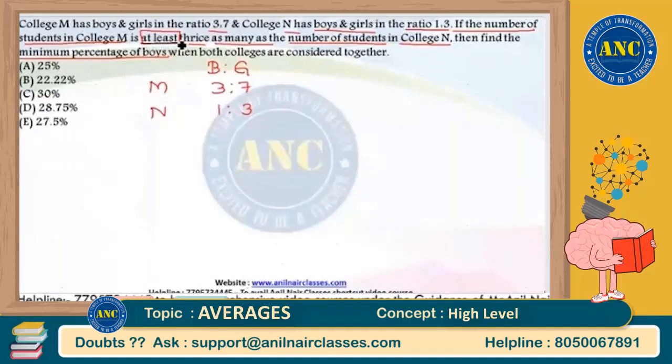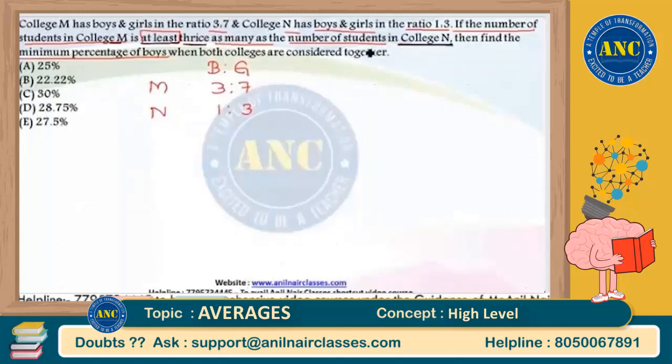At least 3 times means, suppose for example, if college N has 100 students, then college M should have a minimum of 3 times 100. Minimum number of students in college M should be 300. It can be more than 300 also, but it should definitely not be less than 300. Suppose college N has 30 students, college M will have a minimum of 3 times 30, so minimum 90 students should be there in college M. That is the meaning of it. I believe the idea of at least 3 times is very clear for you people.